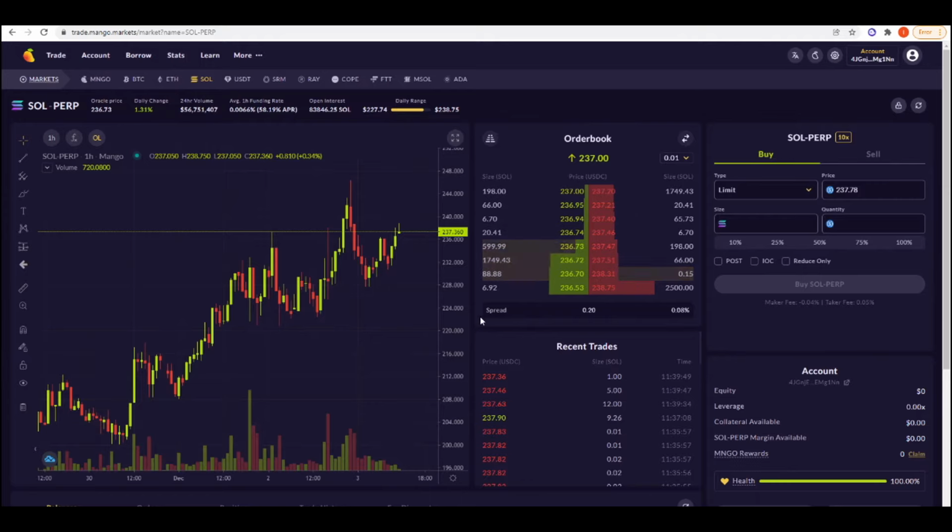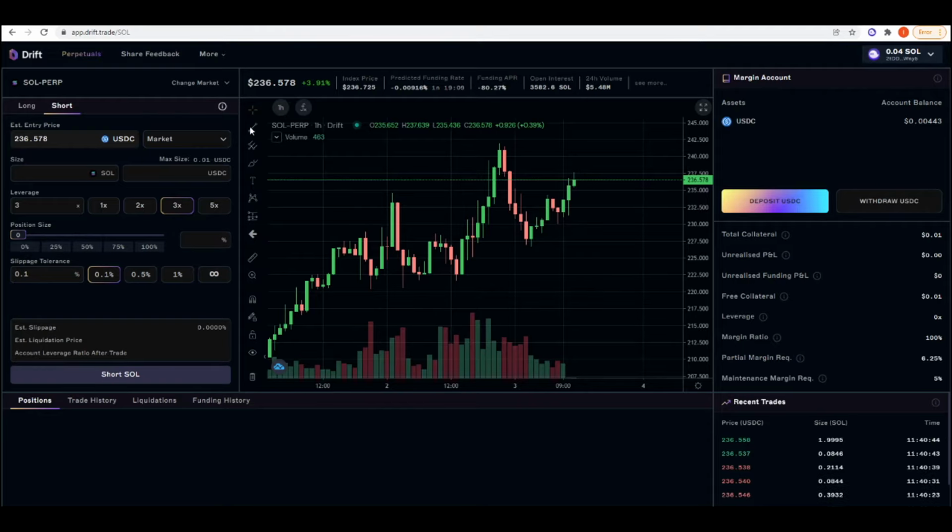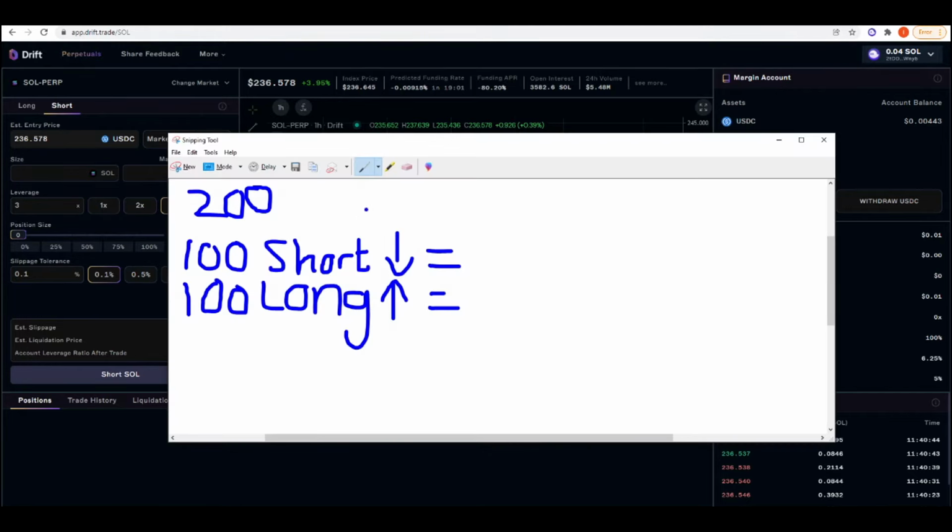So how this trade is going to play out, we're going to actually go ahead and short the Solana perpetual futures here and then collect the 58% a year funding rate, and then long the Solana perpetual futures here and collect the 80% funding rate. So I'll visually demonstrate how this will work.